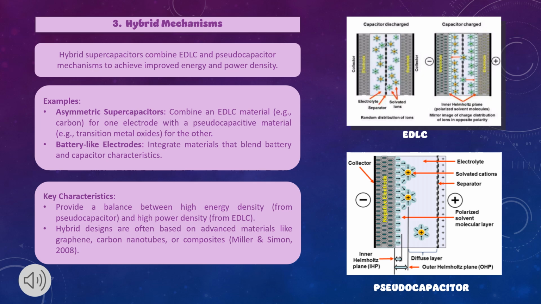So the key characteristic is to provide a balance between high energy density from the pseudocapacitor and high power density from the EDLC. And the hybrid designs are often based on advanced materials like graphene and carbon nanotubes, according to Miller and Simon 2008. So these two photos are the example of EDLC and pseudocapacitor.